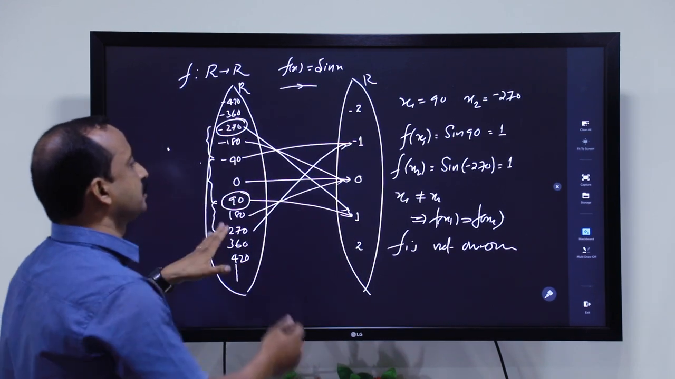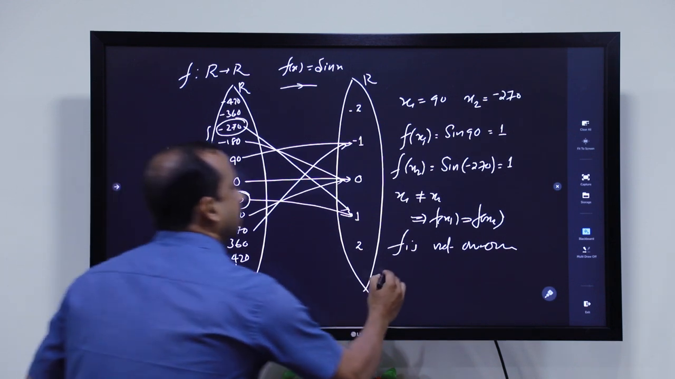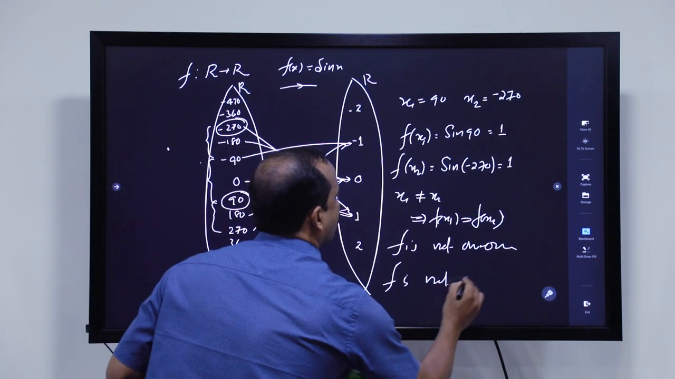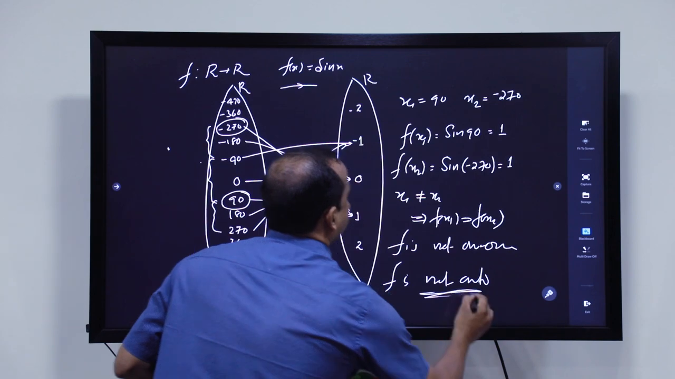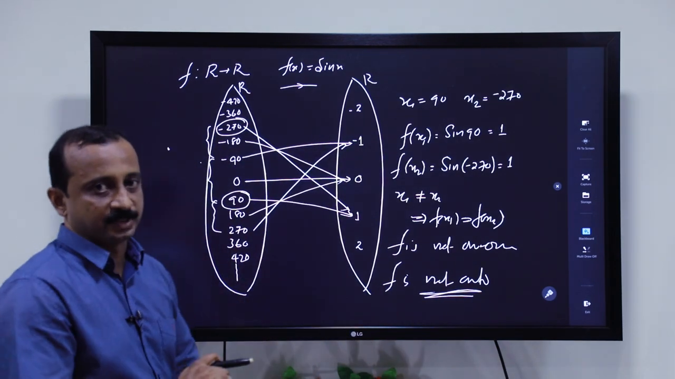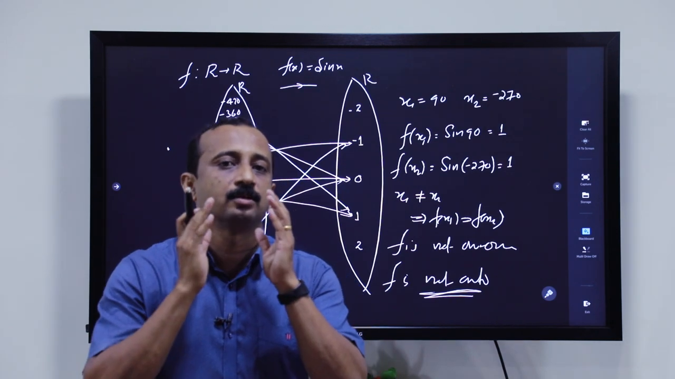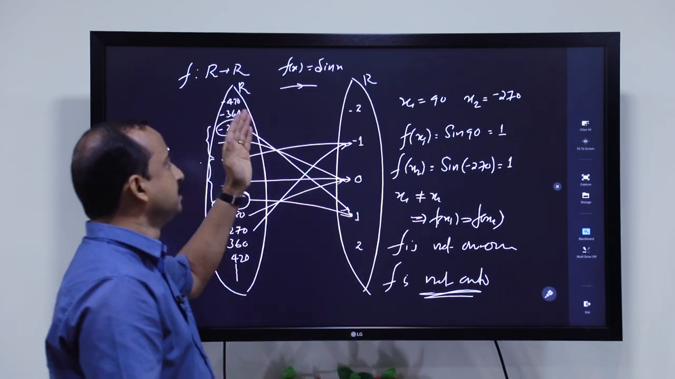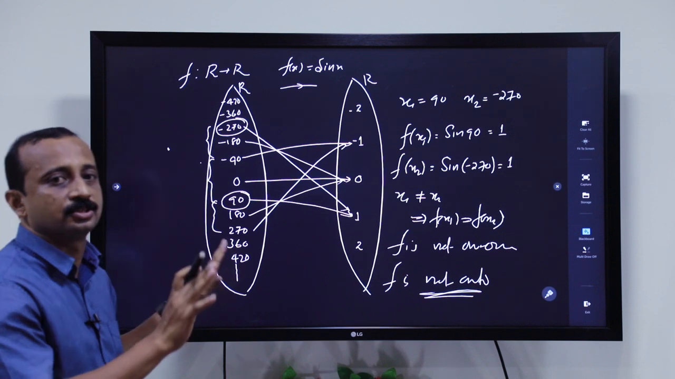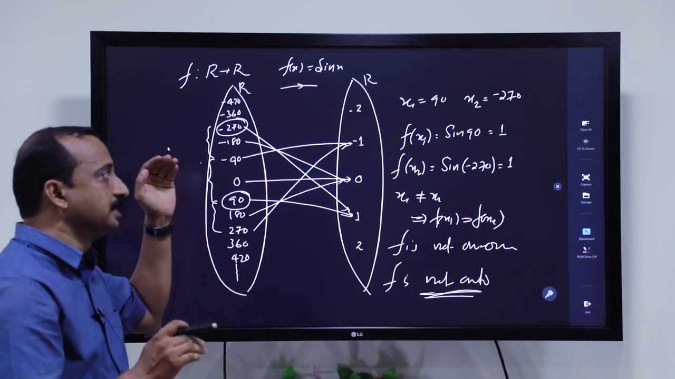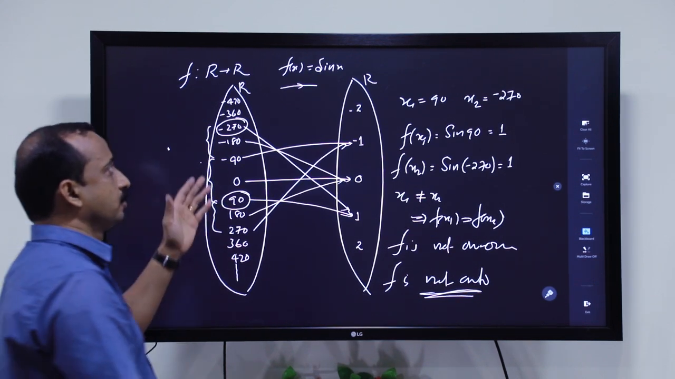That means this function is not one-one and not onto either. That means the function is not bijective. Only a bijective function has an inverse. So in this case, the function is not bijective, which means the inverse does not exist in this case.